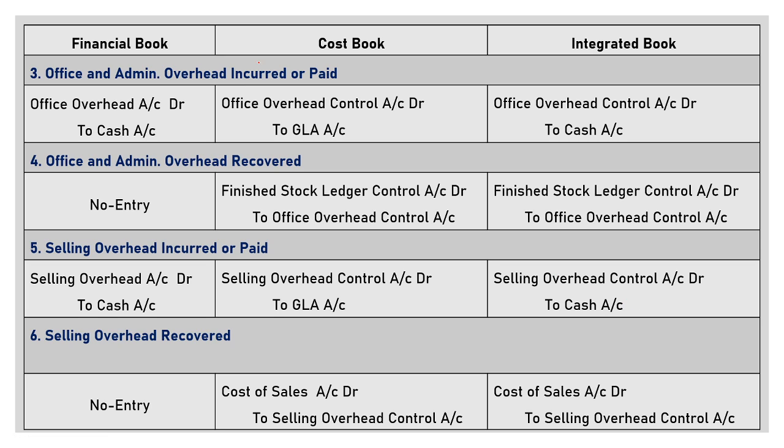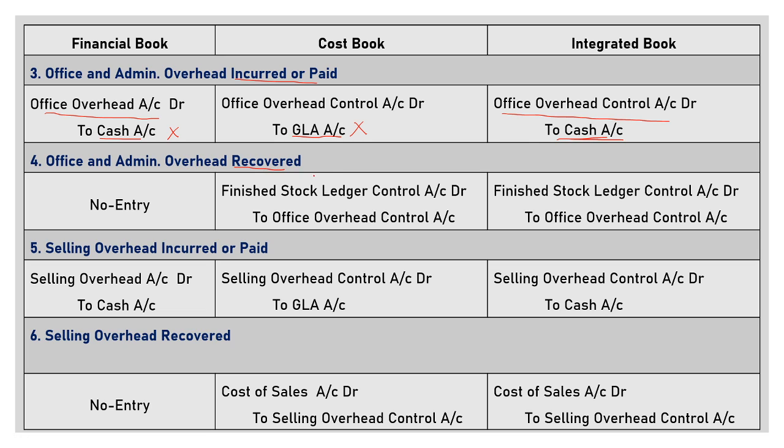Our next transaction is office and admin overhead incurred or paid. Now office and admin overhead is an expense. So we debit office overhead account, and the overhead is paid in cash, so to cash. Now in place of cash, in cost books we use general ledger adjustment account, and in place of general ledger adjustment account we again use cash in integrated books. So our entry for the payment of office and admin overhead is office overhead control account debit to cash account in integrated books.